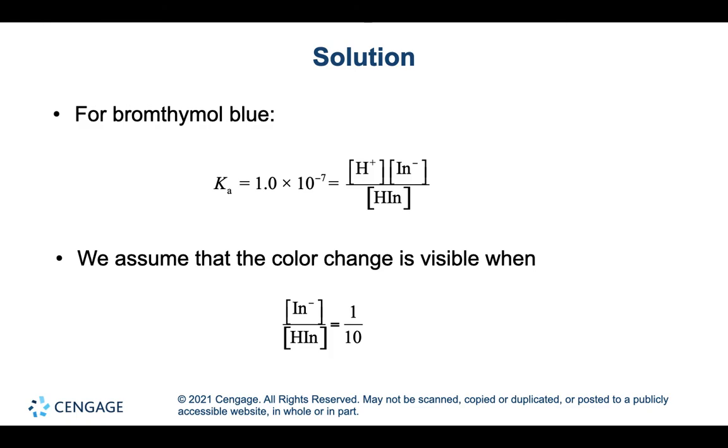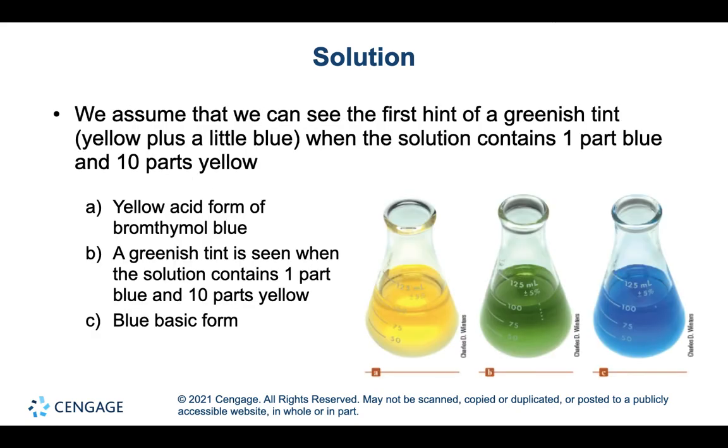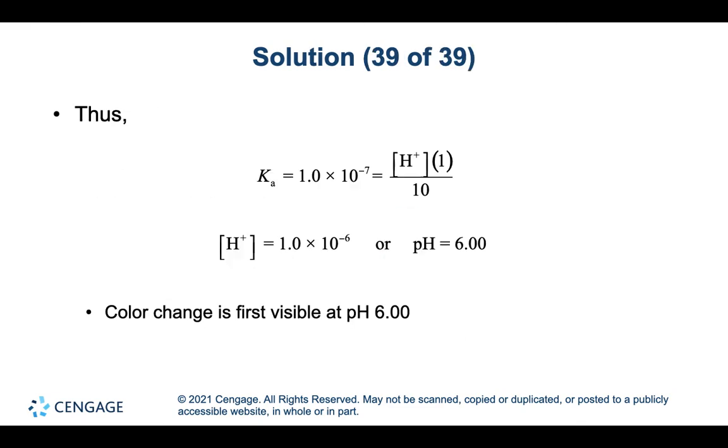So that would mean, according to the math, if our yellow form is in acid and our blue form is in base, and green means we're starting to change color, green happens when the yellow is 10 parts and the blue is 1 part. We can start to see some green at a 1 to 10 ratio. Then we need a 1 for In minus and a 10 for the HIn, a 1 to 10 ratio, which means our H plus is going to be 1 times 10 to the minus 6, or the pH is going to be 6.